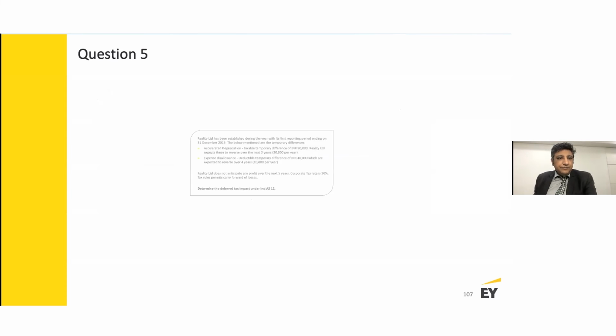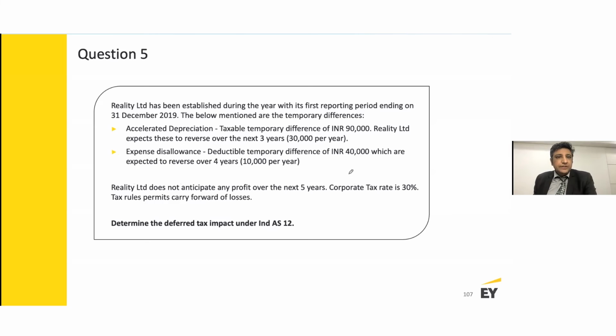We are now given the scenario. Reality Limited has been established during the year with its first reporting period ending on 31st of December 2019. The below mentioned are the temporary differences. Accelerated depreciation resulting into taxable temporary differences of 90,000. Reality Limited expects these to reverse over the next 3 years at 30,000 per year. Expense disallowance resulting in deductible temporary difference of 40,000 expected to reverse over next 4 years, which is 10,000 per year. Reality Limited does not anticipate any profits over the next 5 years.